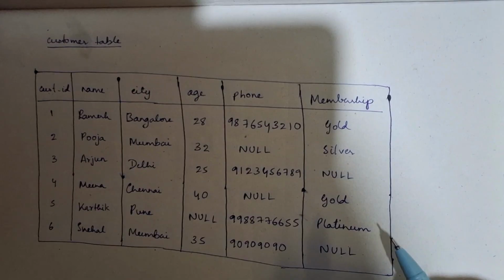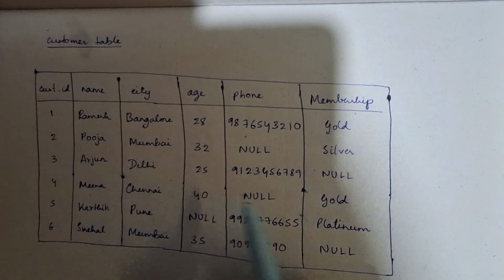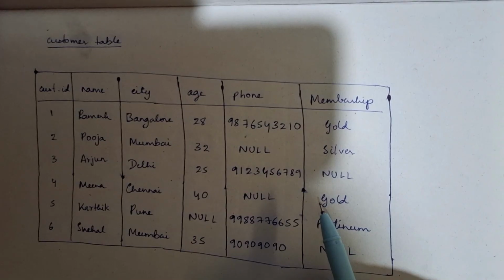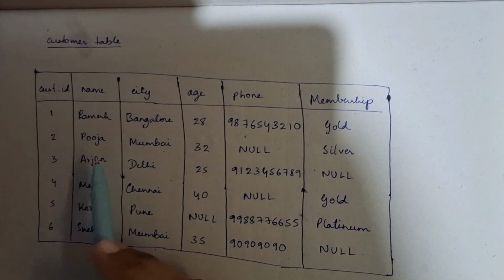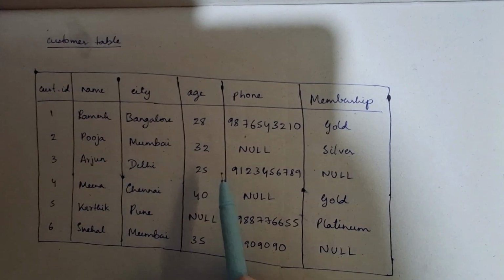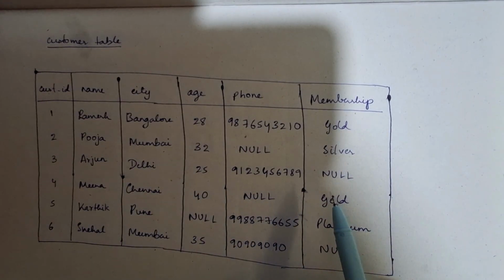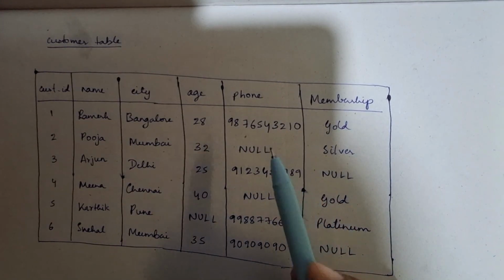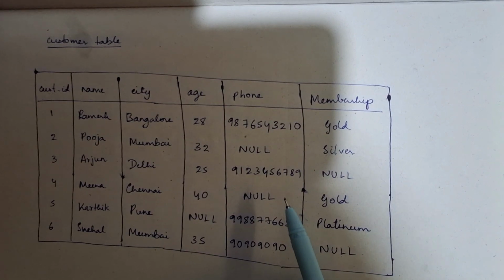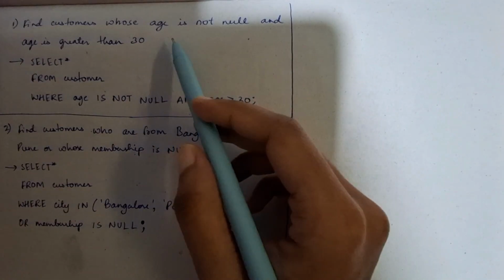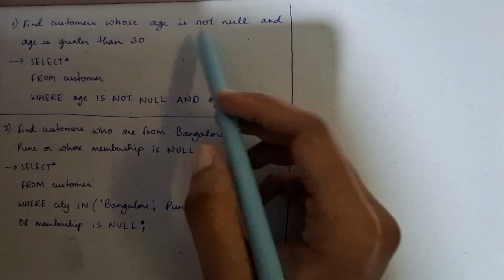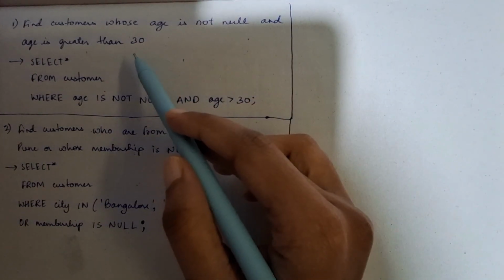Now we will see some queries using another table, that is customer table. So this customer table has 6 columns, that is customer ID, name, city, age, phone and membership. It also contains some of the null values, which is very common in real databases. Now we will see the first question. Find customer whose age is not null and age is greater than 30.